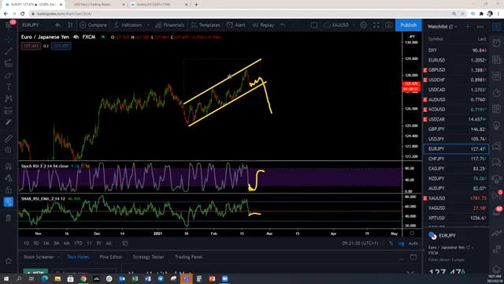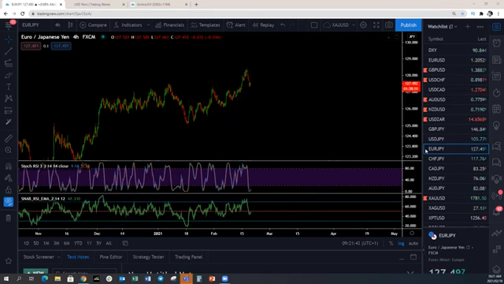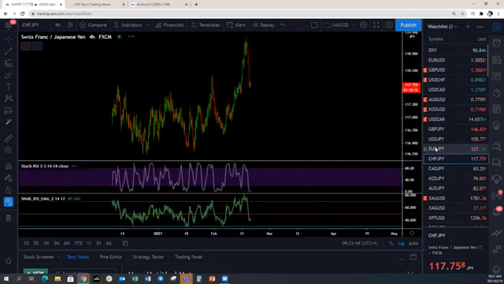This is the corrective structure that we're looking at. For us to confirm that this upside has been completed, we need to see a corrective structure and a move to the downside, possibly back to around these levels.